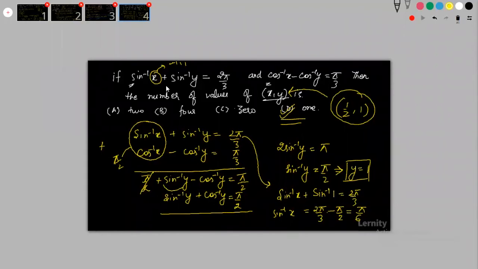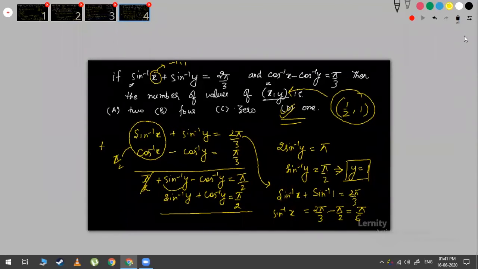The x value should be a number, because this is sine inverse of x and sine inverse of y. So x and y should be values between -1 to 1. So pi by 3, you have made some mistake, bacha. You have made some mistake. Pradyuman?